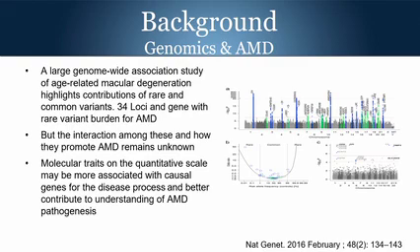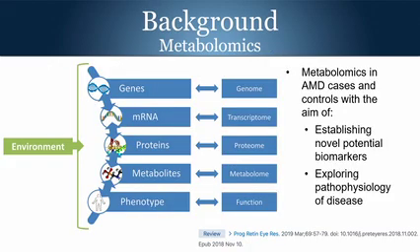But the interactions among these genes and actually how they cause AMD is not fully understood. And therefore, we thought that molecular traits on a quantitative scale may be more associated with causal genes for this disease process and may be able to better contribute to the understanding of pathogenesis. That is where metabolomics appears to play a vital role, because it's the end result of the genomic processes as well as the effect of environment.